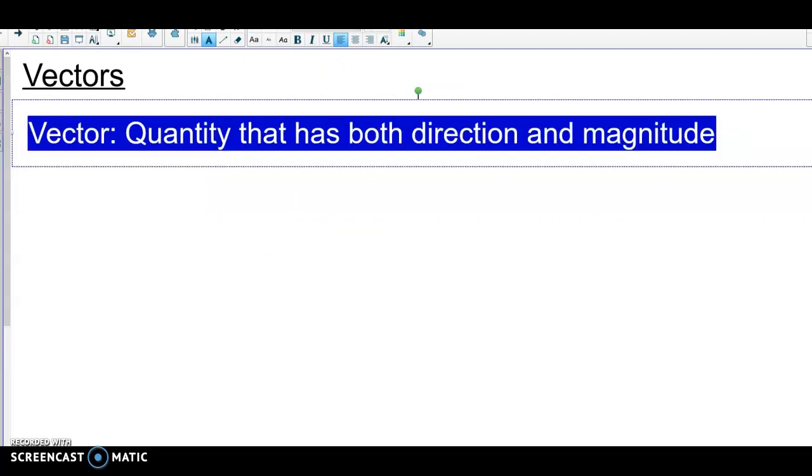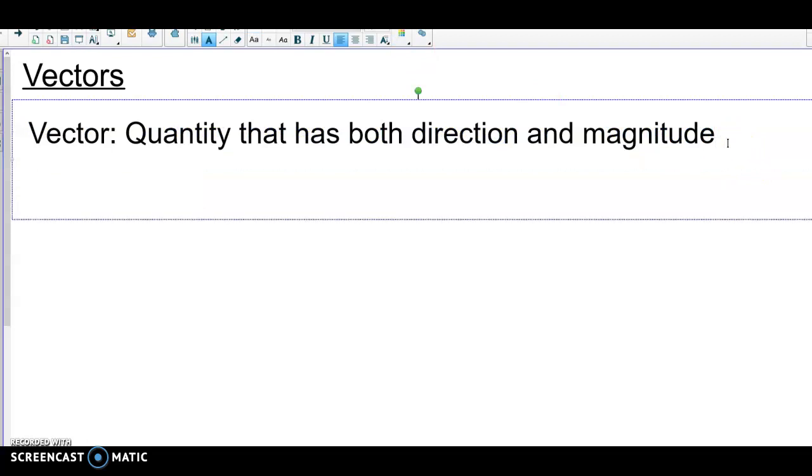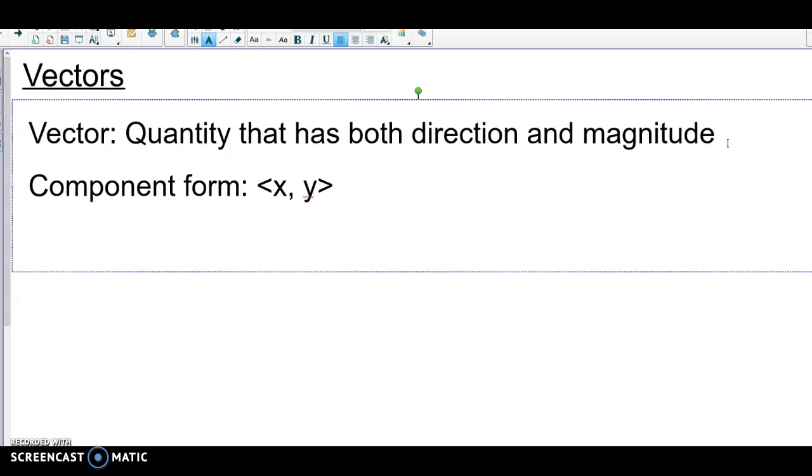With that being said, we need to break down how this can be written. A vector is written in component form, in which it is written like this, kind of like coordinates. Instead of parentheses, we have these little arrows. It just tells us that we have a vector there.